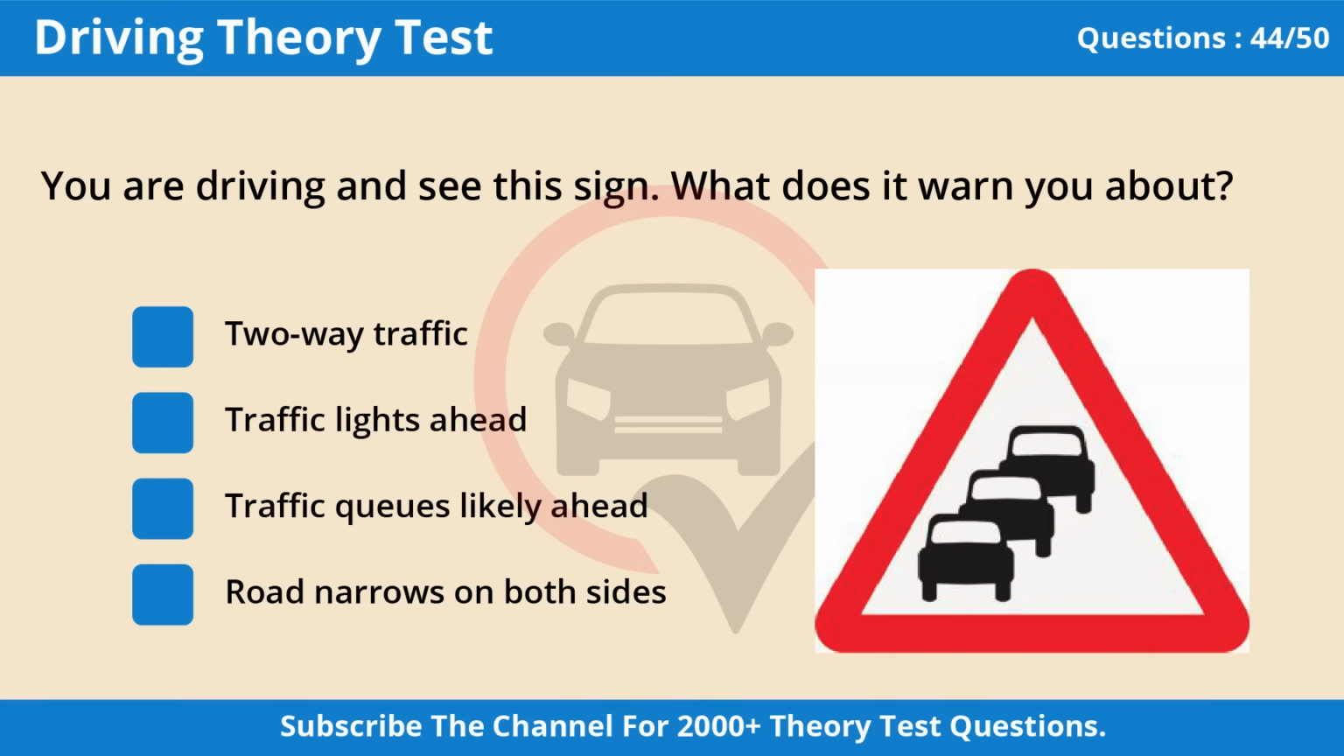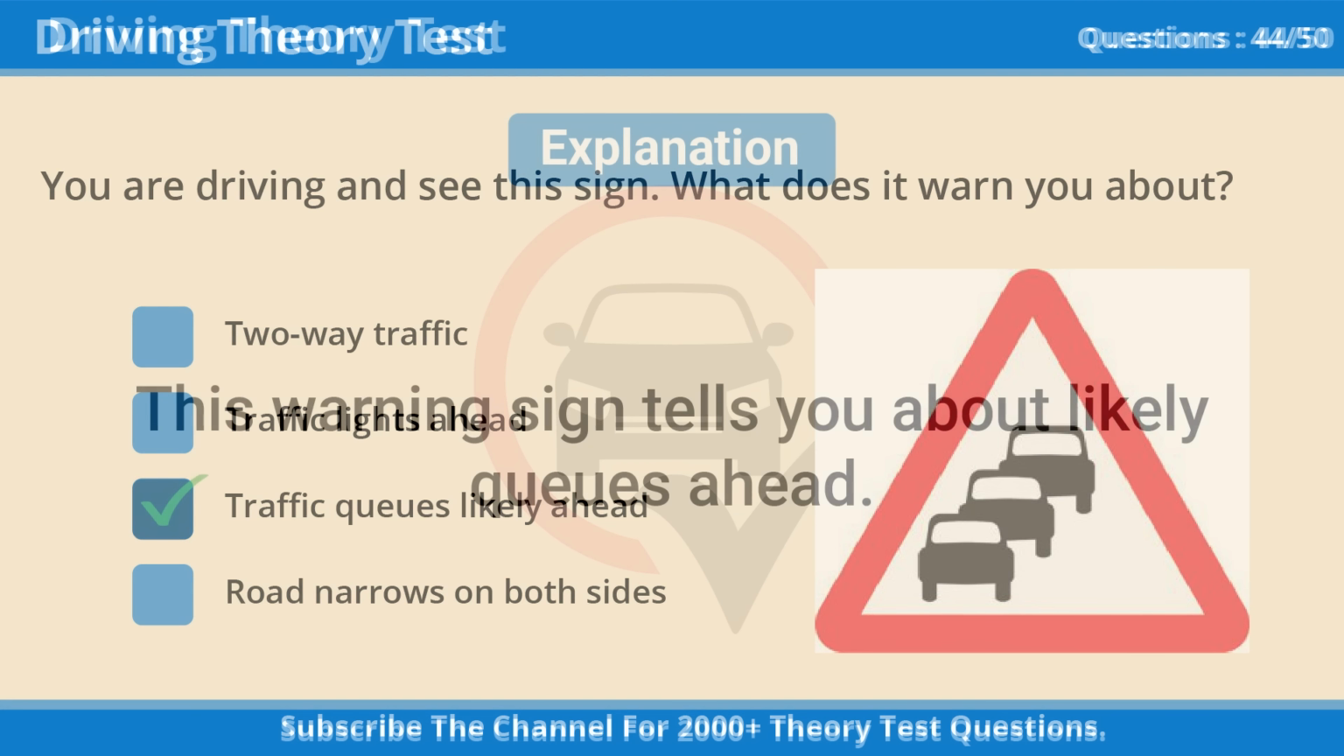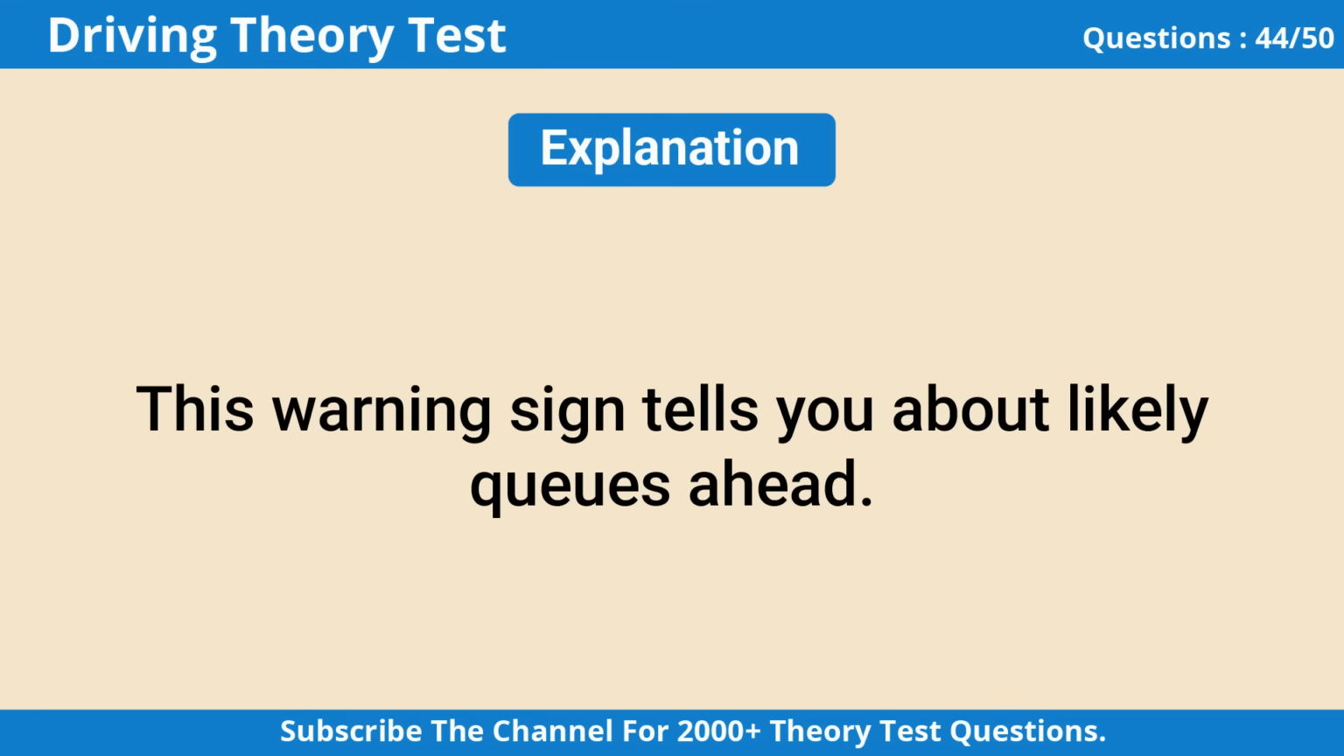Question 44. You are driving and see this sign. What does it warn you about? A. Two-way traffic. B. Traffic lights ahead. C. Traffic queues likely ahead. D. Road narrows on both sides. C. Traffic queues likely ahead. This warning sign tells you about likely queues ahead.